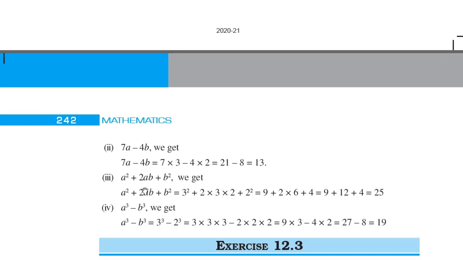a square plus 2ab plus b square. So we will put the value here. 3 square in the place of a, it is 3. So it will become 3 square plus 2 into 3 into 2 plus 2 square is equal to 9 plus 2 into 6 plus 4 is equal to 9 plus 12 plus 4 is equal to 25. Very easy. a cube minus b cube. So a cube is 3 cube minus 2 cube. So it will become 3 into 3 into 3 minus 2 into 2 into 2. It is 9 into 3, which is 27, minus 8, that is 19.